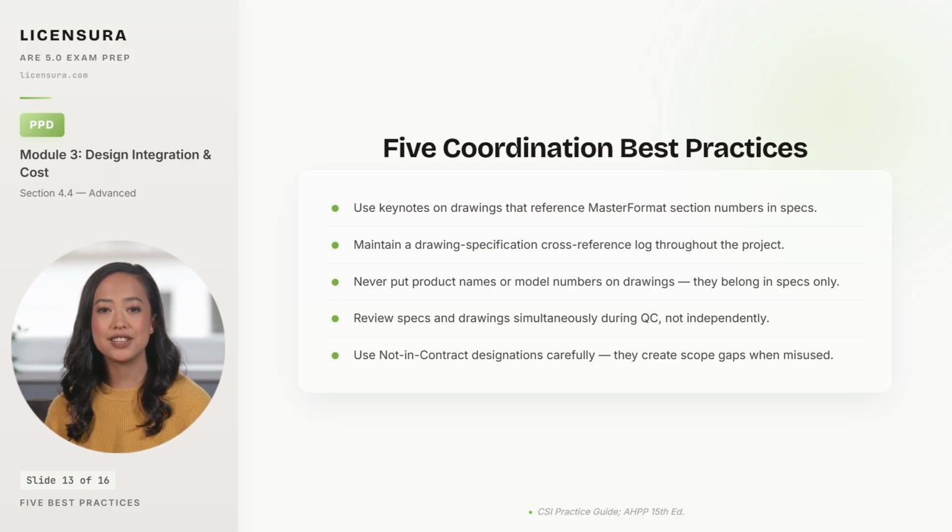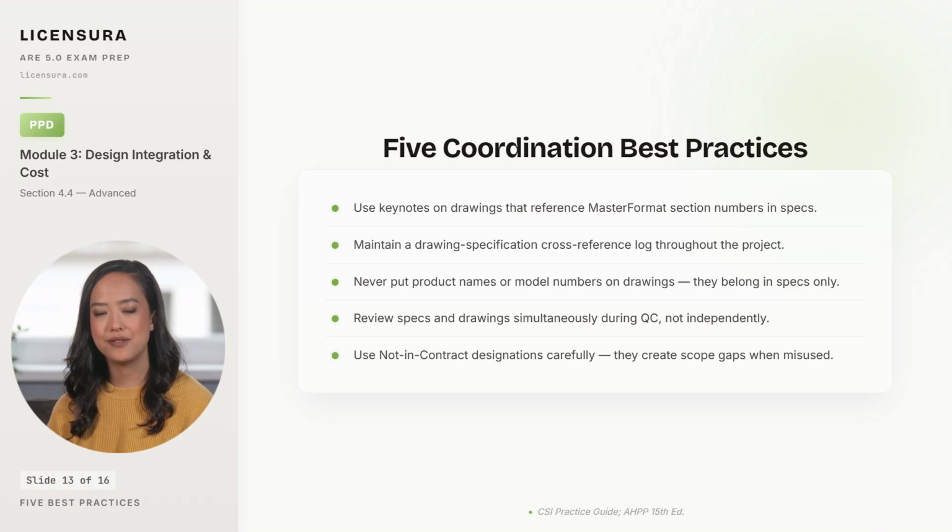The drawing points at the spec rather than duplicating it, and updates flow one way instead of in 2 places that drift apart. Second, maintain a drawing specification cross-reference log throughout the project, updated at every issue, so the team can trace every drawing element back to its governing spec section. Third, never put product names or model numbers on drawings. They belong exclusively in specifications, because product information drifts at every addendum and the drawings cannot keep up.